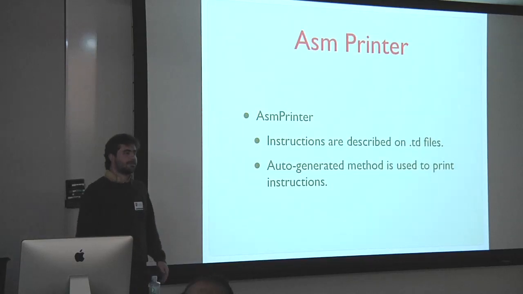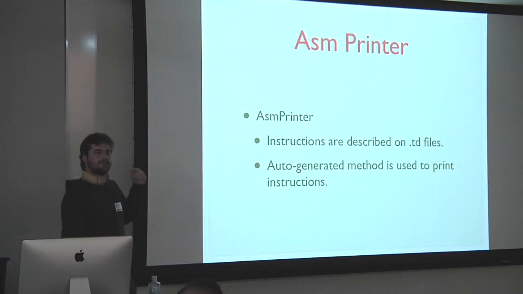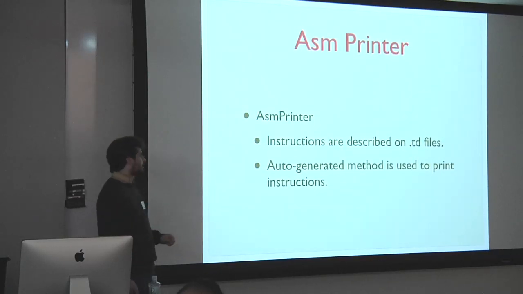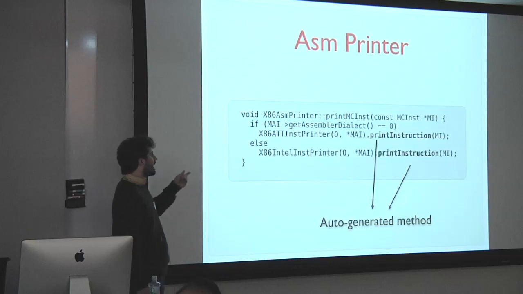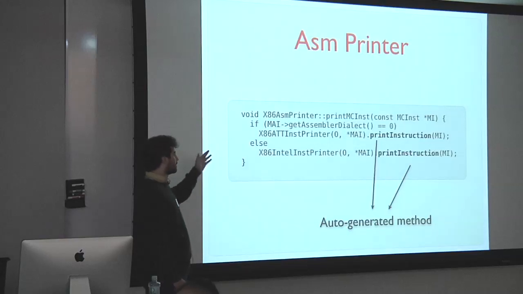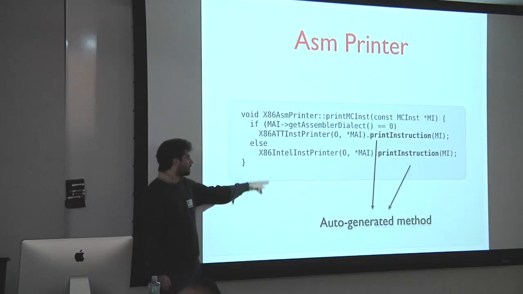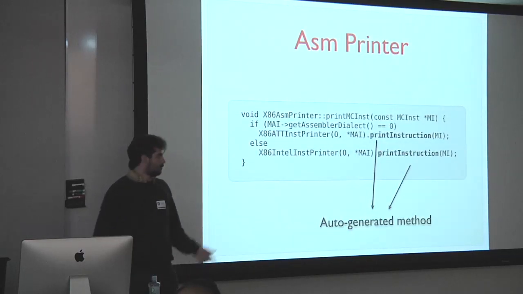So for the assembly printer, we have instructions that are described in TD files. Anton talked about that in his talk earlier. In these TD files describing the instructions, we have a lot of auto-generated code. And it's likely that we can use those generated methods to print the instructions automatically. So here is a little sketch of how it's done. For example, for the x86 assembly printer, when you're printing an instruction, we only choose, depending on whether the assembler dialect is Intel or AT&T, and we just call the auto-generated methods for printing an instruction.